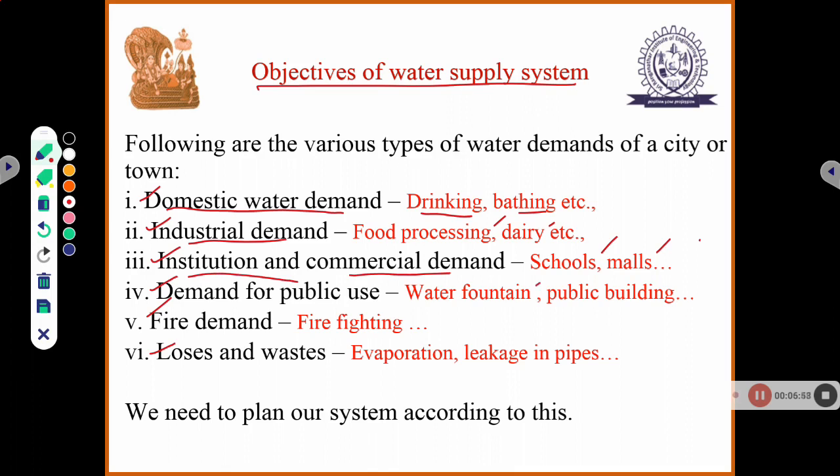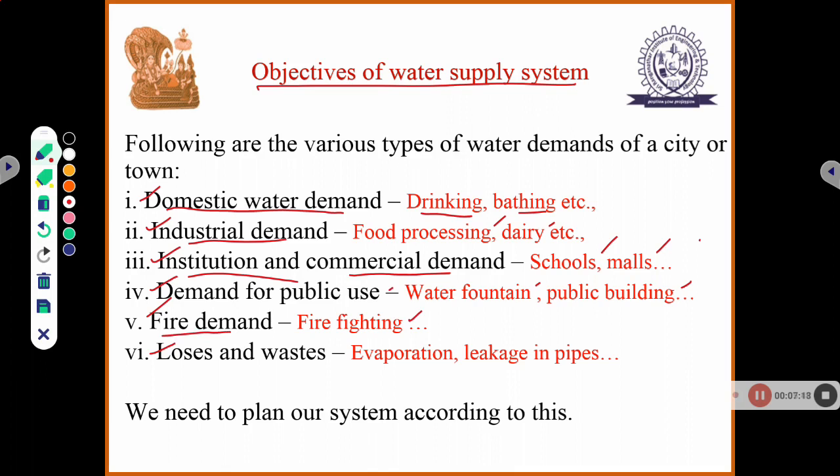For water in public water fountains and public buildings like the collector office and bus stand, they supply that water. That demand is called public water use demand. In the case of firefighting, we use that water. That water demand is fire demand.